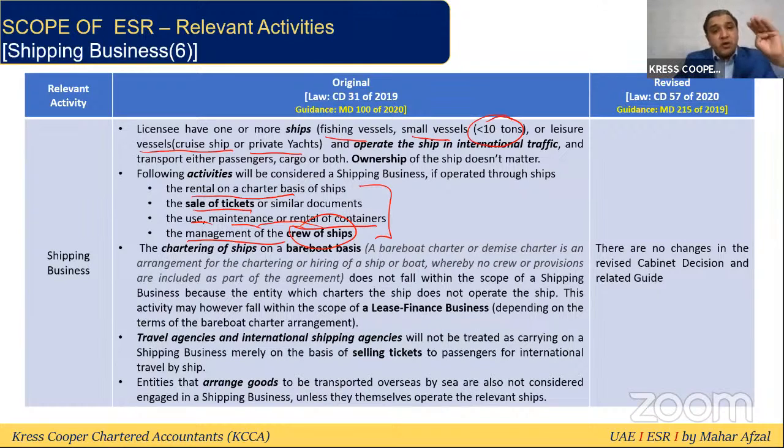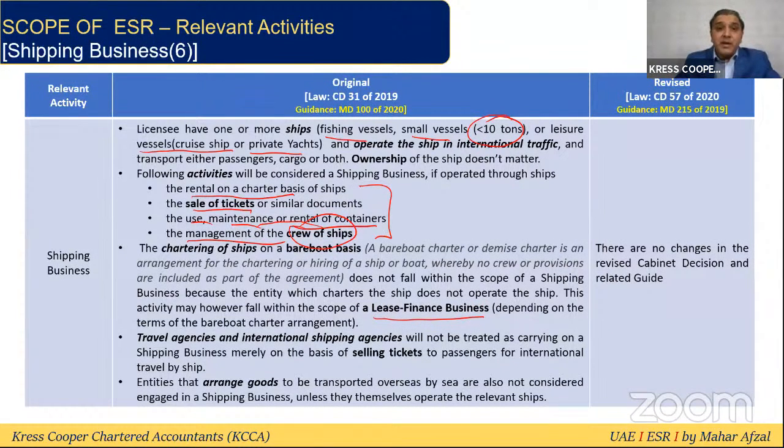Moreover, they said the chartering of ships and giving a bareboat on lease will not be subject to ESR, because the person who is chartering out the ships is not operating the ship. They are just chartering out the ships and the bare boats. So it will not be subject to ESR. Maybe they will fall under the lease finance business, but they will not fall under the shipping business.